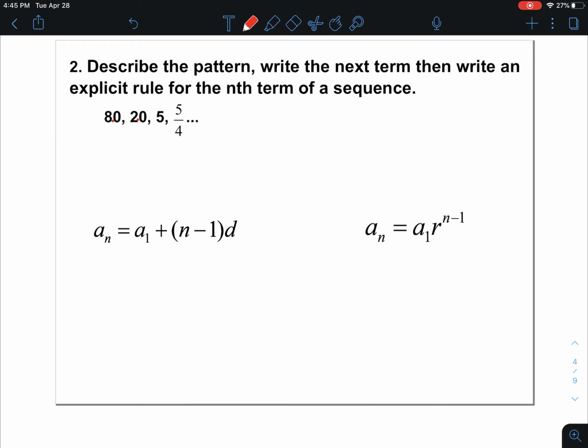Then it goes from 20 down to 5. So if we're subtracting, that would only be a difference of 15. So that's not a common difference. So we know we're not going to be using this formula this time. So let's see if there's a common ratio.